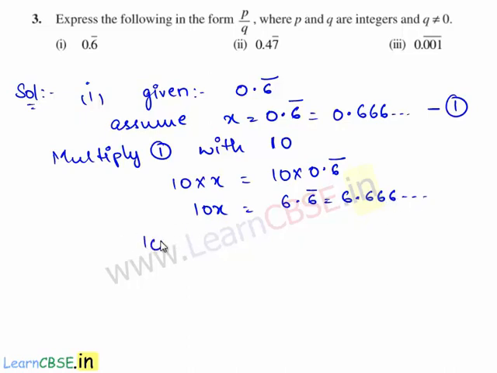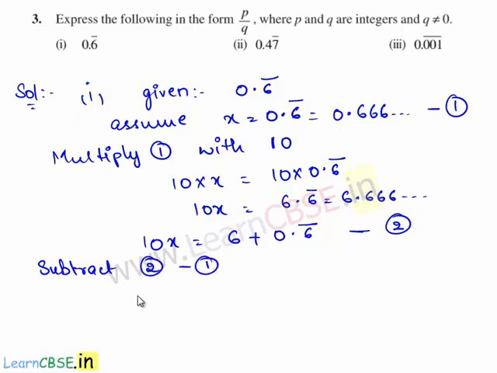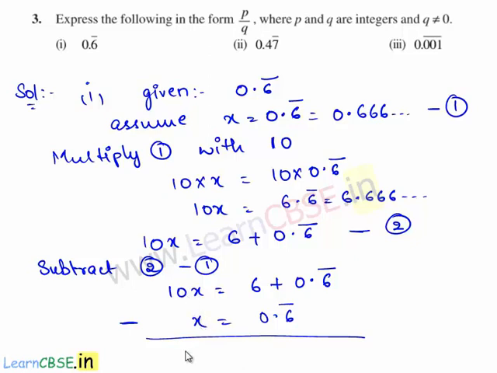This can be written as 10x is equal to 6 plus 0.6 bar. Consider this as equation 2. Now we shall subtract equation 1 from equation 2. So 10x is equal to 6 plus 0.6 bar, minus x is equal to 0.6 bar. So we have 10x minus x is equal to 9x, and here the 0.6 bar gets cancelled and we are left over with 6.